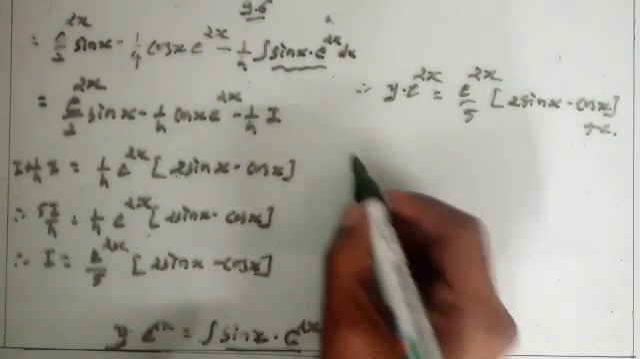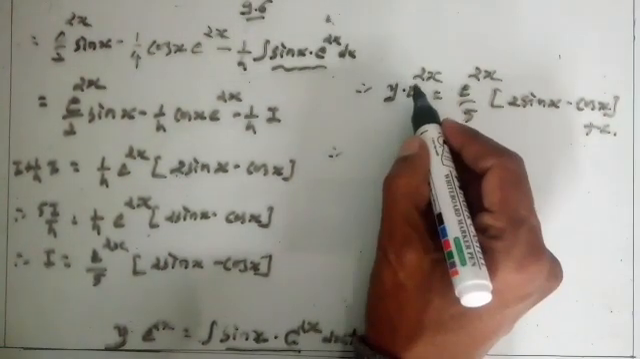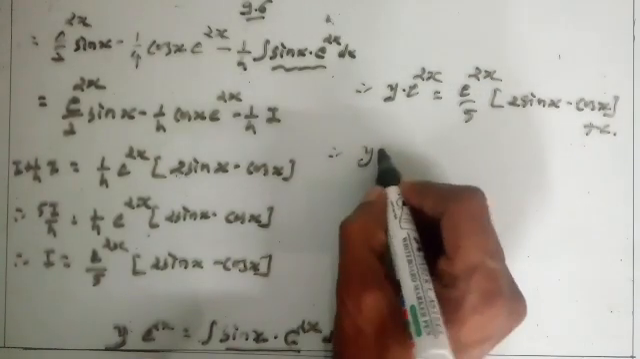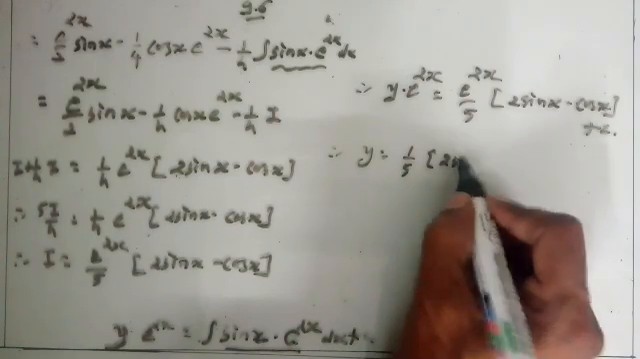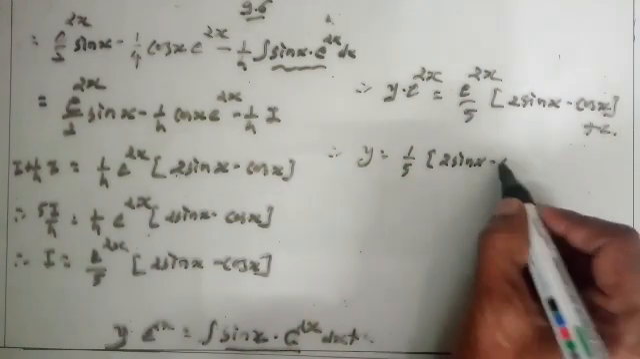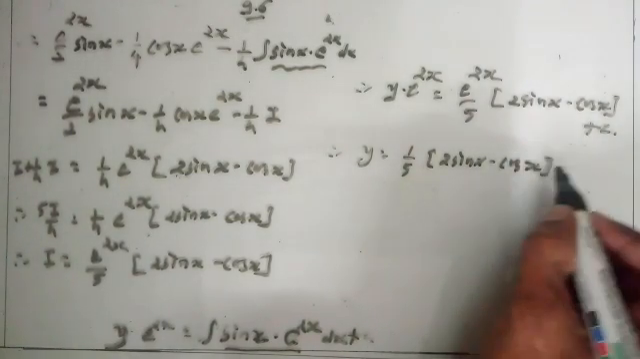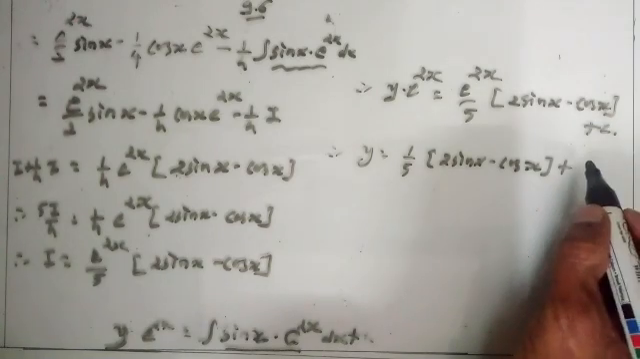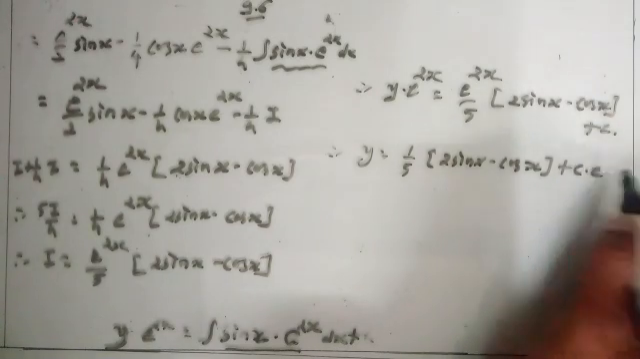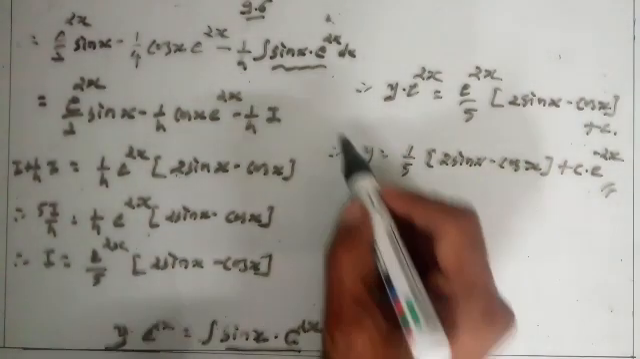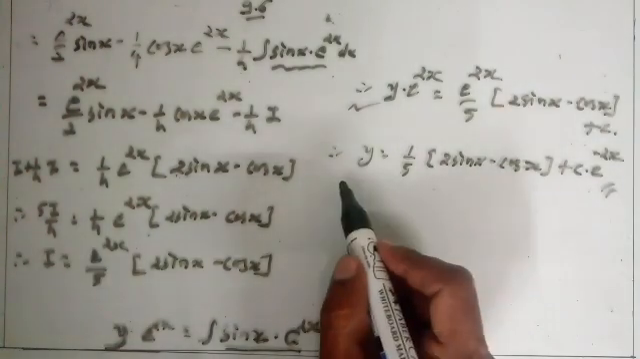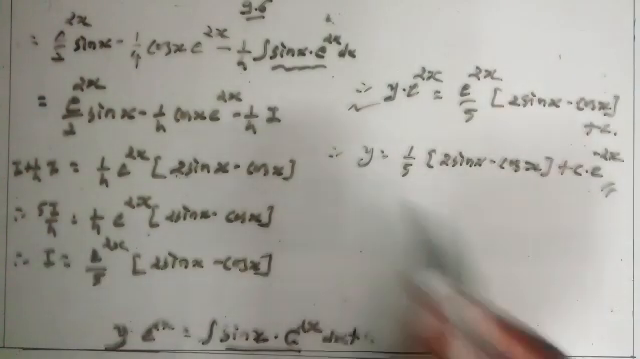Sometimes you will find this type of solution: dividing by e raised to 2x, we get y is equal to 1 upon 5 into 2 sin x minus cos x plus c upon e raised to 2x, which is equal to c into e raised to minus 2x. Clear? This is also the final answer. General solution. This is also a general solution. Remember this.